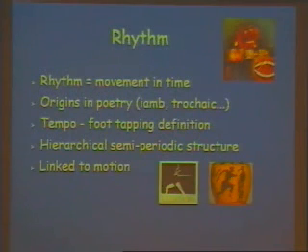Rhythm is movement in time. It has origins in poetry, where it's the sequence of accents. One of the easiest characteristics of rhythm that most people can understand is tempo. The easiest definition of tempo, although it's problematic, is a foot-tapping definition. If I play a song and you tap your foot with it, the frequency of that tapping is what we call the tempo of the music. Now, some of you might tap it twice as fast or whatever, but on some level, that's a good definition. A more complex way to view rhythm is as a hierarchical semi-periodic structure over the music.